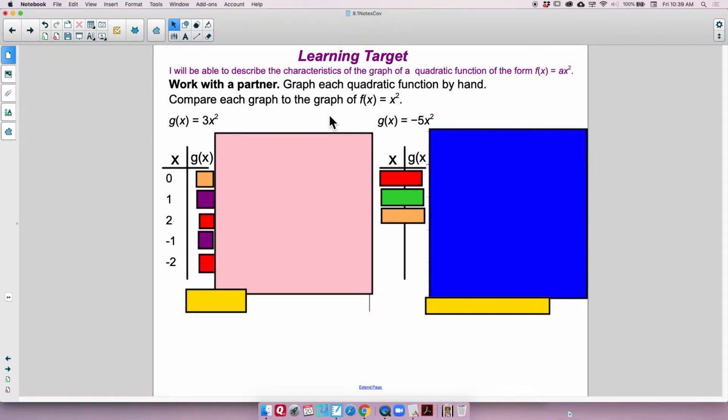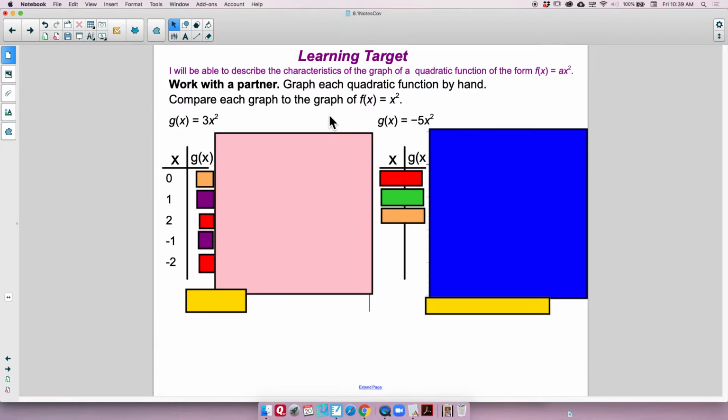All right, so our learning target in purple will be to be able to describe the characteristics of the graph of a quadratic function in the form of f of x equals ax squared. Remember, a quadratic equation is where the highest degree is the second degree. Quadratic function just means f of x, and remember f of x, or g of x, is just the same thing as y. So basically a quadratic function is the same as a quadratic equation.